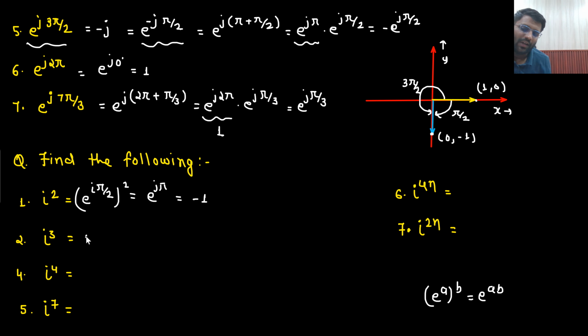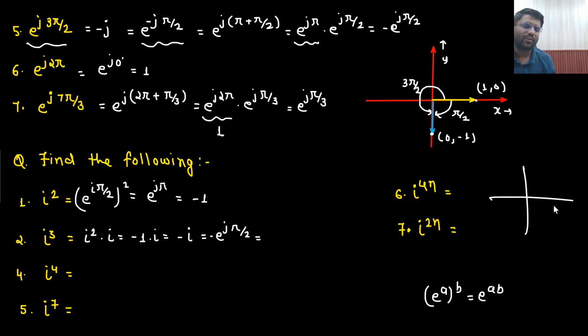What is iota cube? Iota cube could be written as iota square times iota. Iota square is minus 1, times iota. So it is nothing but minus iota. How could it be written? It could be written as e to the power j, with the minus sign outside, pi by 2. Or it could be written in a different way as well. It could be written as minus iota.